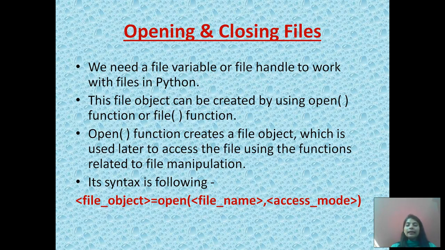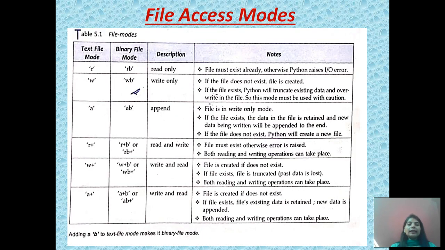Now the next is the access mode. I'm going to tell you what the access mode is. These are the file handling access modes. Whenever you are opening your file, you have to define which mode this file belongs to. If you forget to write it, then by default it will open in read mode. Here there are the text file mode and the binary file mode. The file can be opened in both file modes differently.